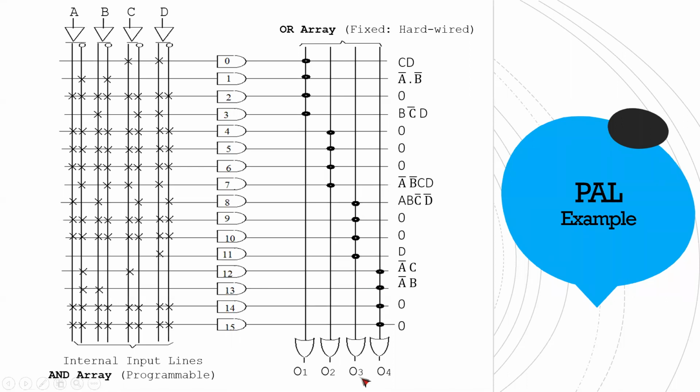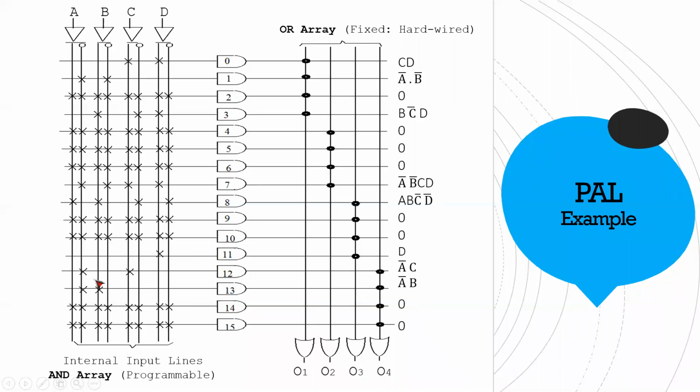Next one, that means O3. O3 will be A, B, C bar, D bar plus D, only D. We will connect A, B, C bar and D bar. Others are gone. Next one, 0, 0. We didn't touch anything, right? Do not touch. Last one, only D. Connect only the D here. That's it. Okay.